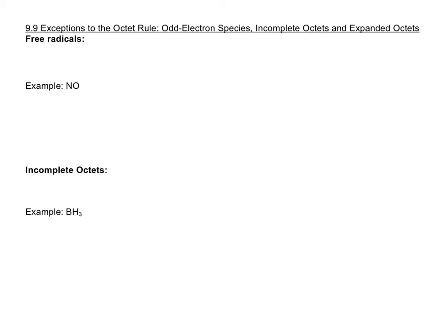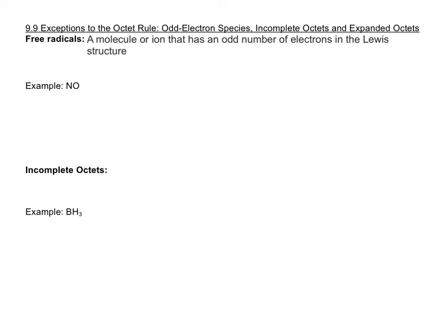Now I'm going to talk about a couple of exceptions to the octet rule. The first of these is free radicals. So given that all of our bonds have 2 electrons, and we often look at non-bonding pairs, if something's going to have 8 electrons, it has to have an even number. So free radicals cause a problem for this because a free radical is a molecule or an ion that has an odd number of electrons. Okay, they're also sometimes just called radicals.